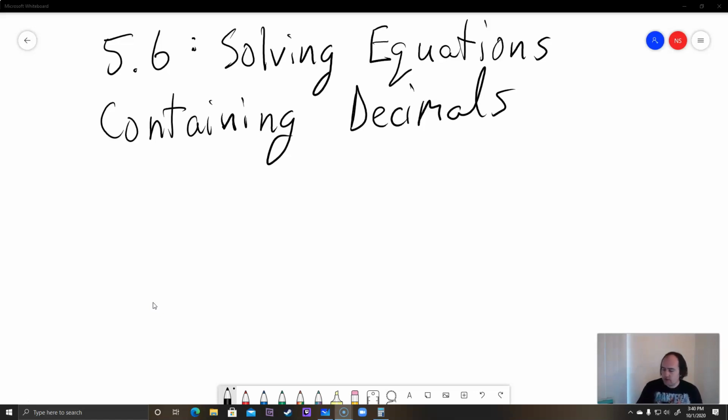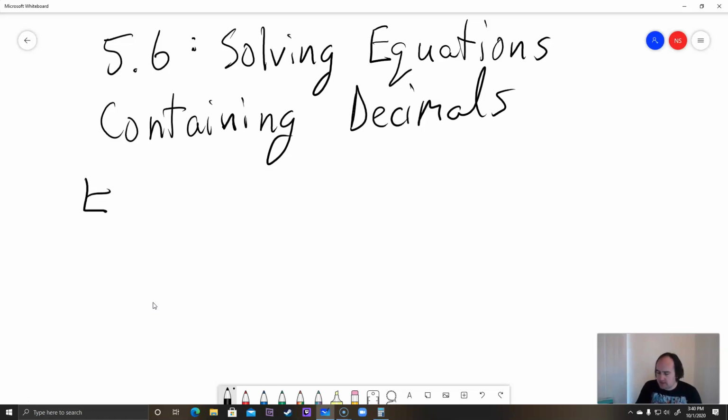I will probably show you a little bit about how to do it without a calculator just so you understand how it works. But you can use calculators as much as you want, so I'd recommend that you use a calculator. Okay, so let's see a few examples.